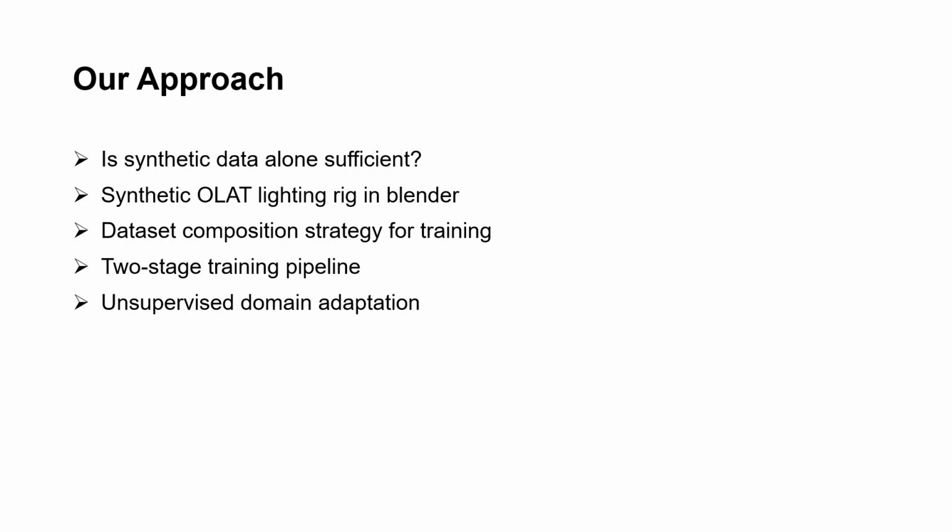We try to explore if synthetic data alone is sufficient for generalization to real images. Towards this end, we created a synthetic OLAT lighting rig in Blender software and used a novel dataset composition strategy to create the training dataset. We use a two-stage training pipeline to achieve unsupervised adaptation from synthetic to real images.